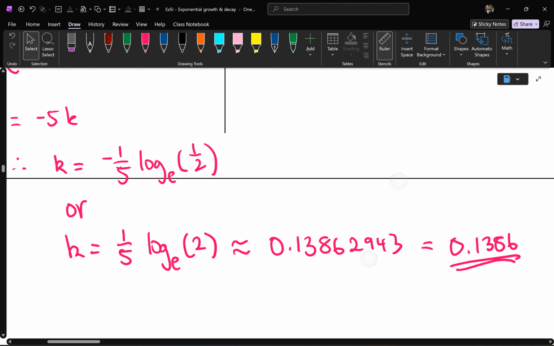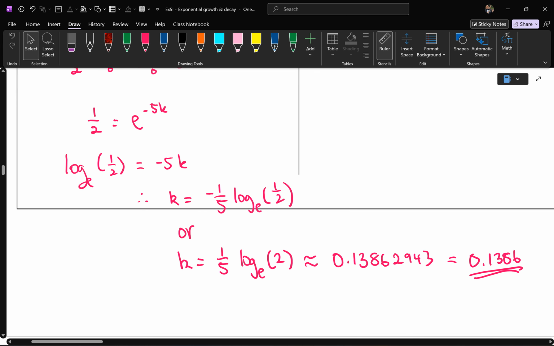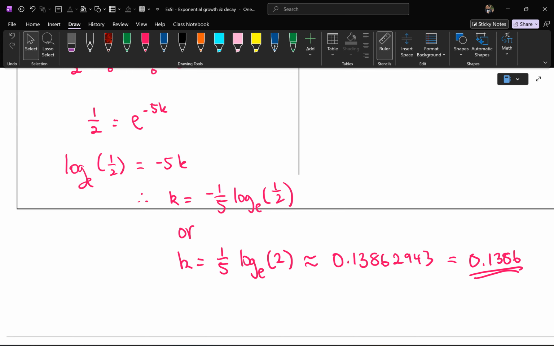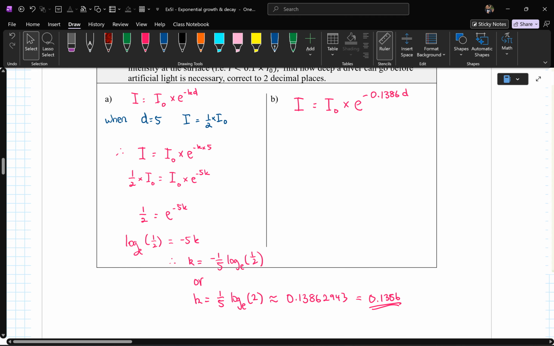Which works out to be about 0.13862994, but the question says 4 decimal places, so you should write 0.1386. Hands up if you got the first one correct. Okay, good. That's a good start.